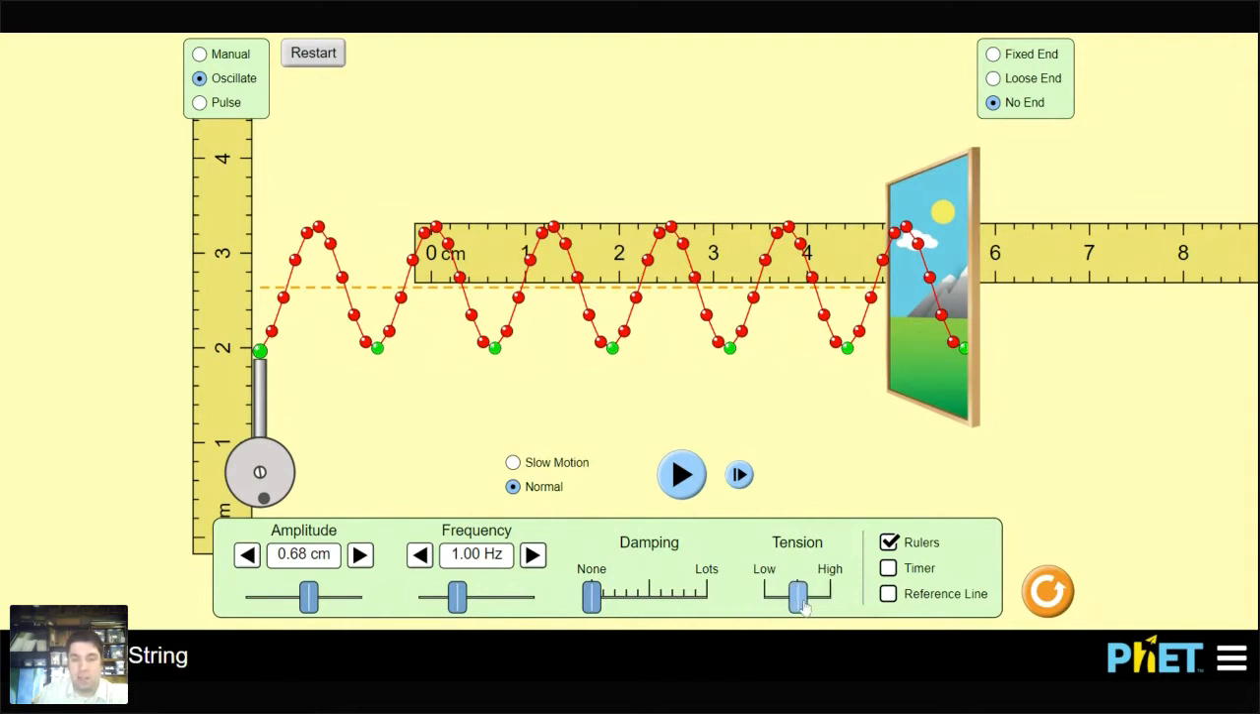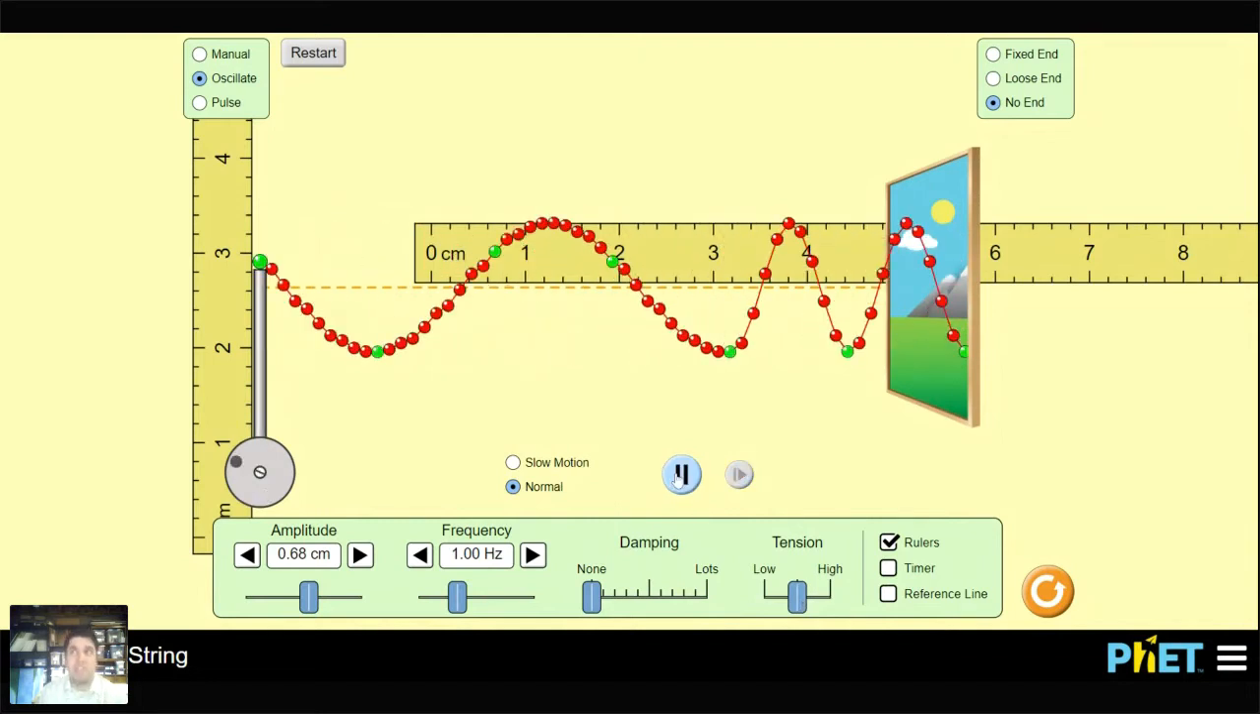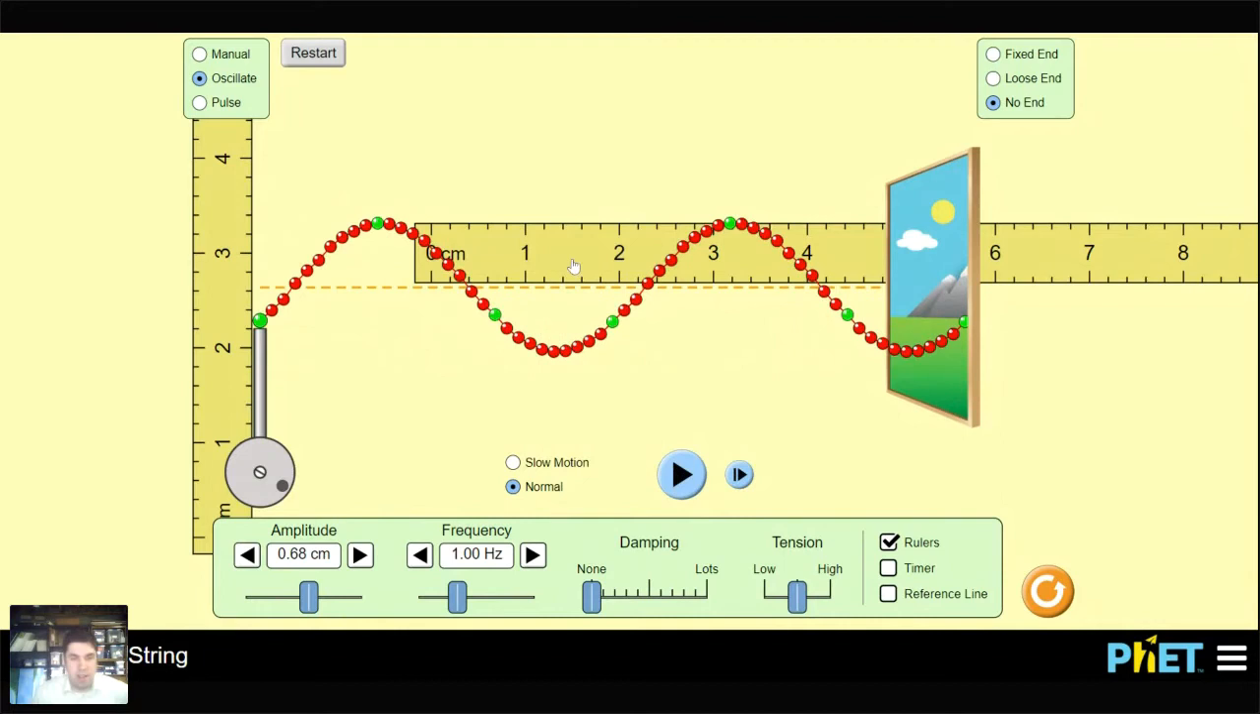If I put it somewhere in the middle, I'll probably get some number that is somewhere between 6 and 1.5. And it looks like at the middle setting, we are 3.7, 3.8 centimeters per second.